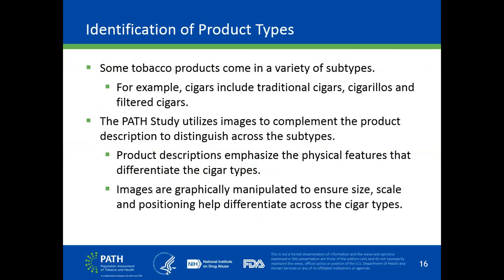There are traditional cigars, but there are also cigarillos and filtered cigars. They are similar in many ways, and past studies have typically combined them, but they are different in ways that are important from a policy or regulatory standpoint. As an example, the study uses images to complement the product descriptions, the words on the screen, to best help participants identify specific subtypes of products that they may be using.